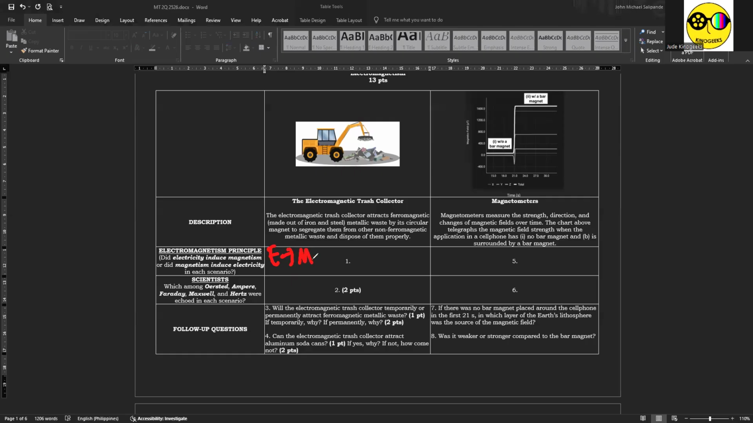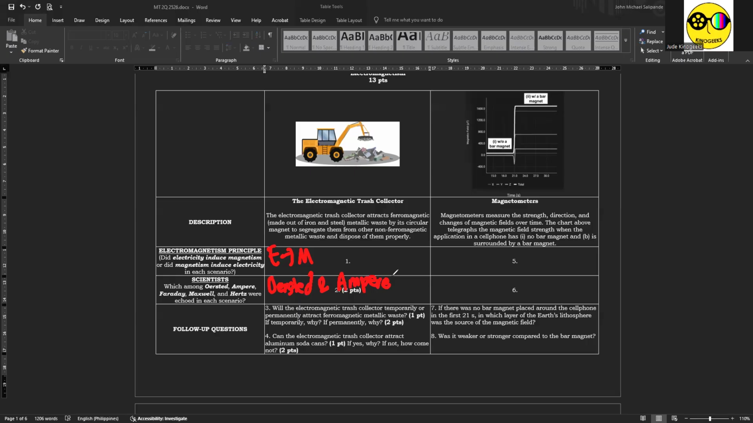And as we established from the previous pair, no, the scientists that were responsible, or rather brought up this idea, were Ørsted and Ampere. They always go together. Number three, will the electromagnetic trash collector temporarily or permanently attract ferromagnetic metallic waste?